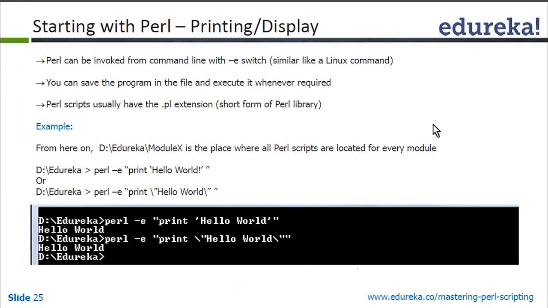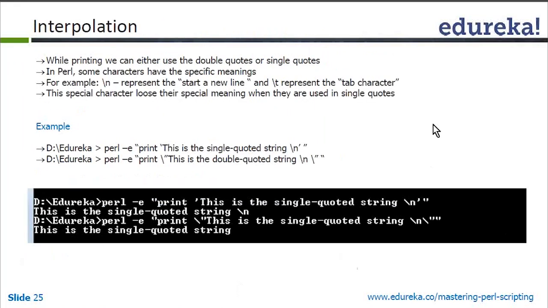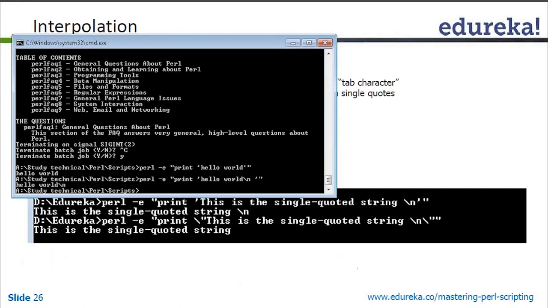New line means if you put a \n, then it goes to the next line. The cursor goes to the next line. And \t represents the tab character. So it puts a tab and then prints the next string. So these special characters lose their meaning if you put them in single quotes.